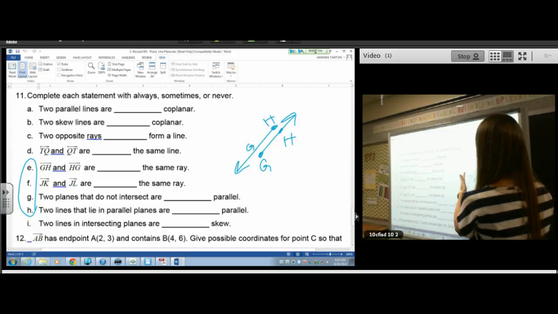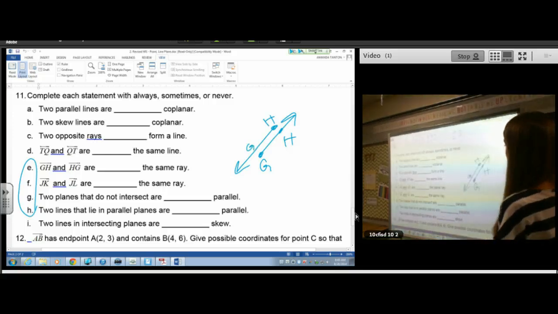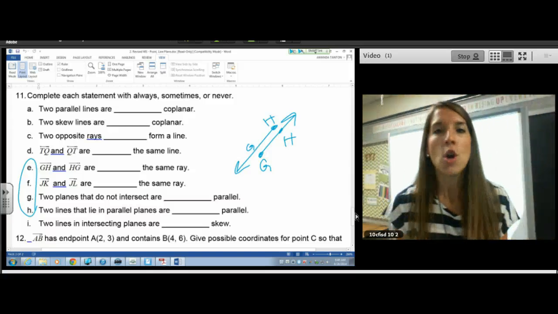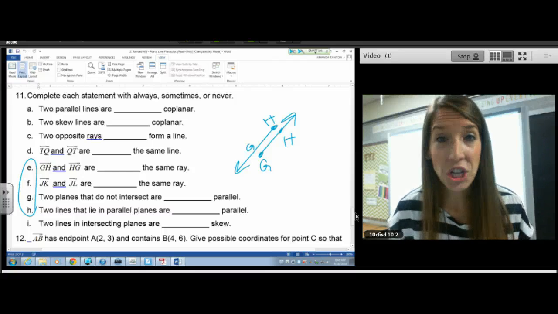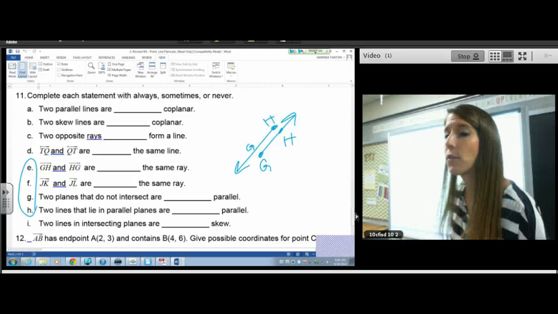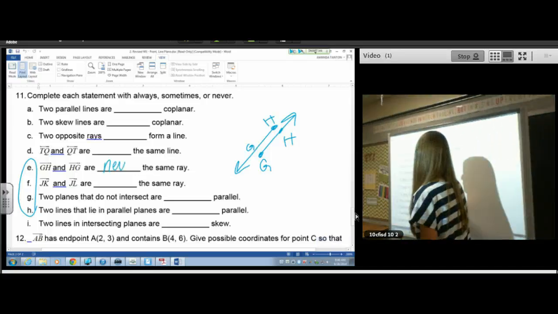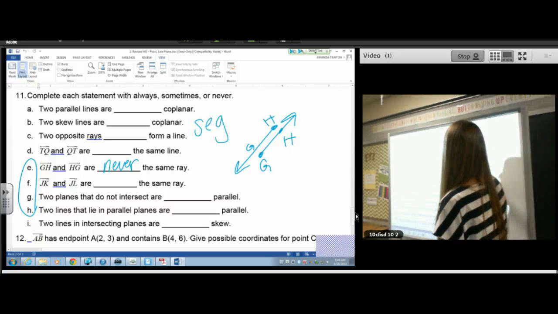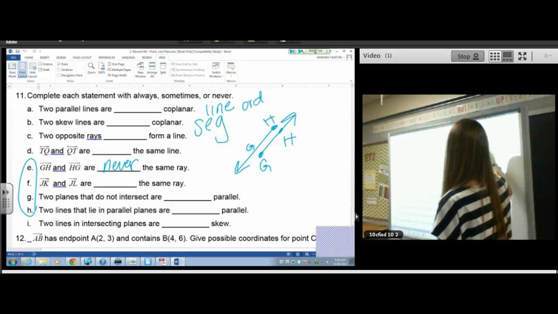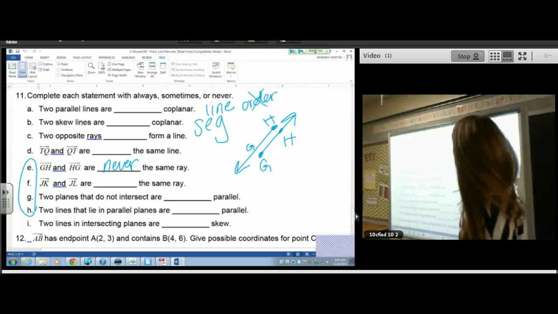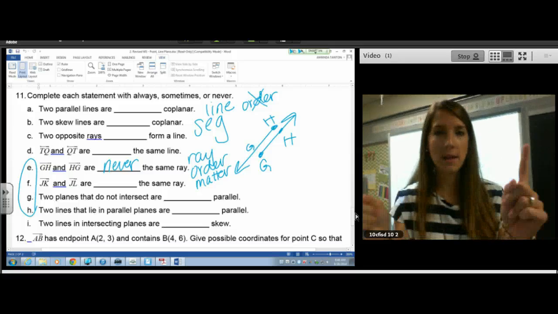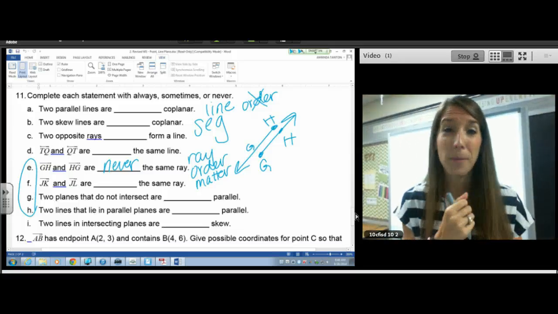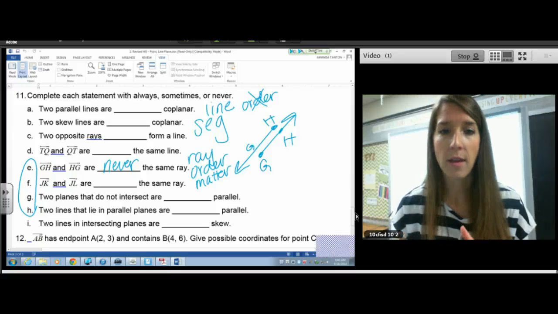I'm just redrawing it so you can see. Are they always, sometimes, or never the same ray? Do those rays have the same end point? No, they originate at two totally different points. So never ever could they be the same ray. So when you're doing a segment or a line, order does not matter. But when you're naming a ray, order matters. When you're doing a line or a segment, the order of the letters does not matter. When you're doing a ray, the order completely changes the ray.